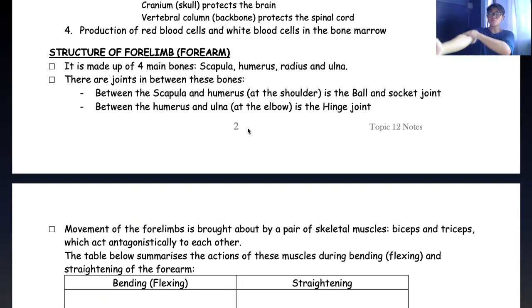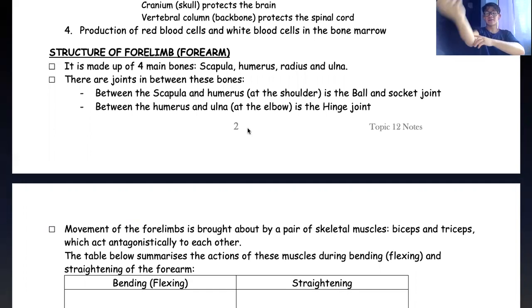As opposed to our hinge joint. With a hinge joint, you can't move your forearm relative to the upper arm to the side. You can't move your bone sideways. The only movement that you can do is like this.